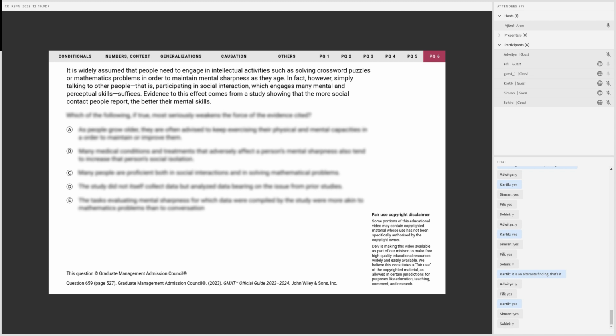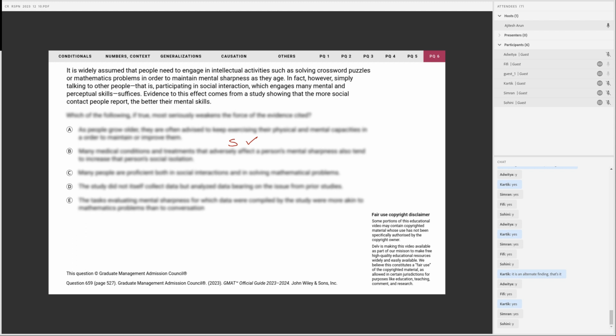Now, let's go through the stimulus. It starts by saying it is widely assumed that people need to engage in intellectual activities such as solving crossword puzzles or and so on. We're just going to ignore this part. In fact, however, simply talking to other people, that is, participating in social interaction, which engages many mental and perceptual skills, suffices. This is the conclusion. So they're saying that talking to other people, participating in social interaction, S, is enough.